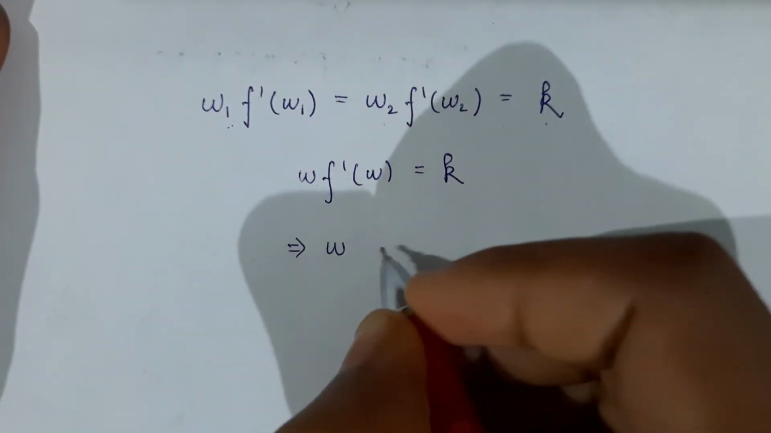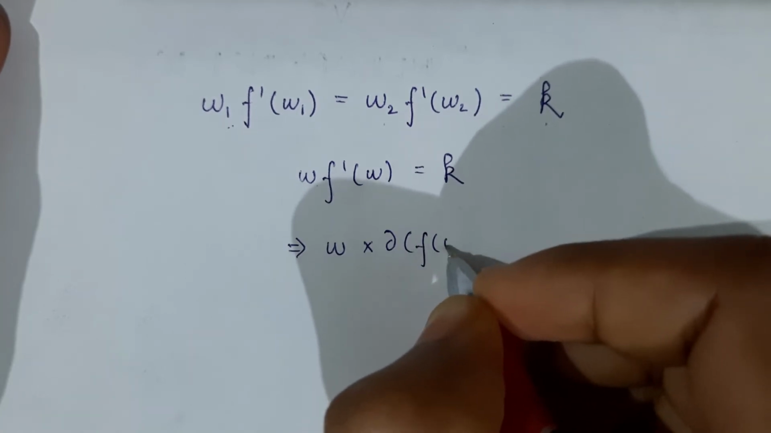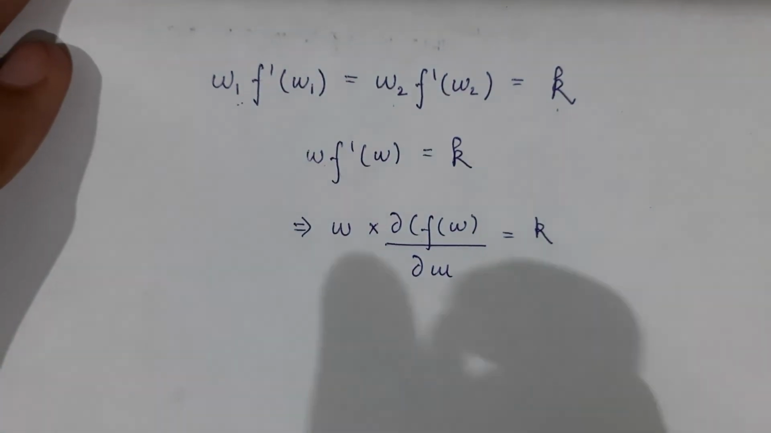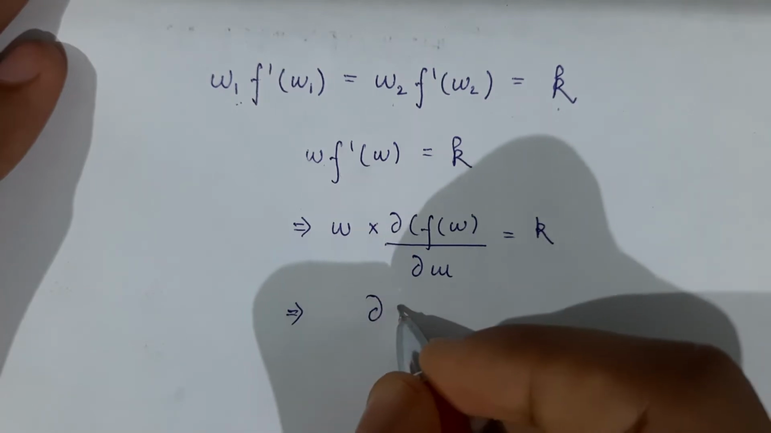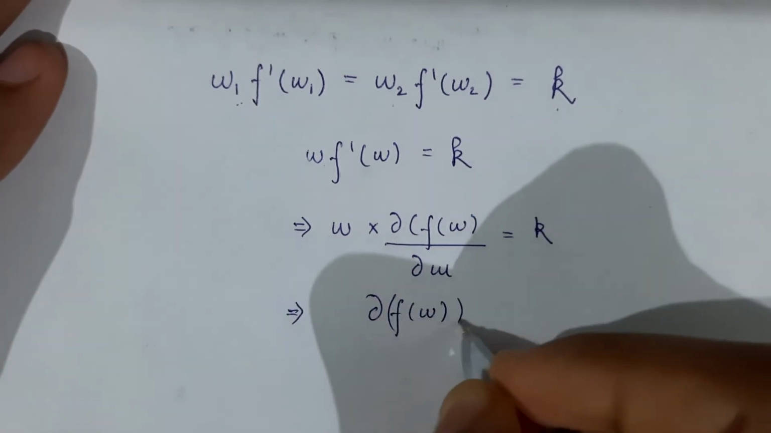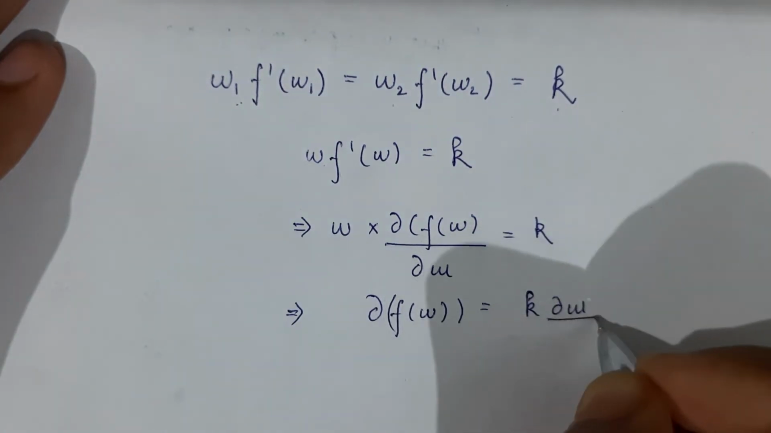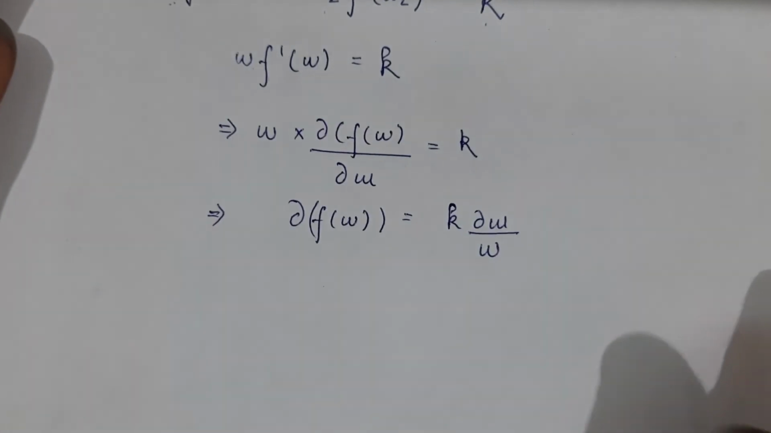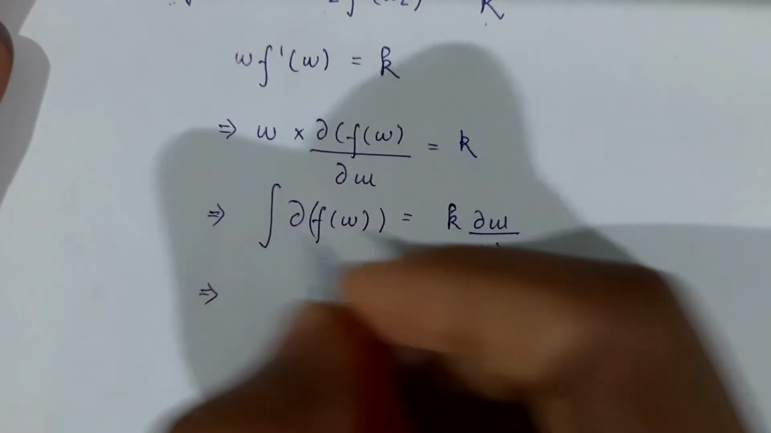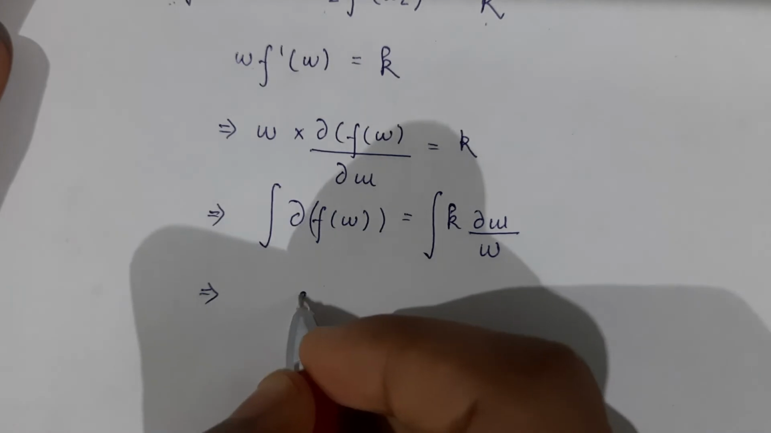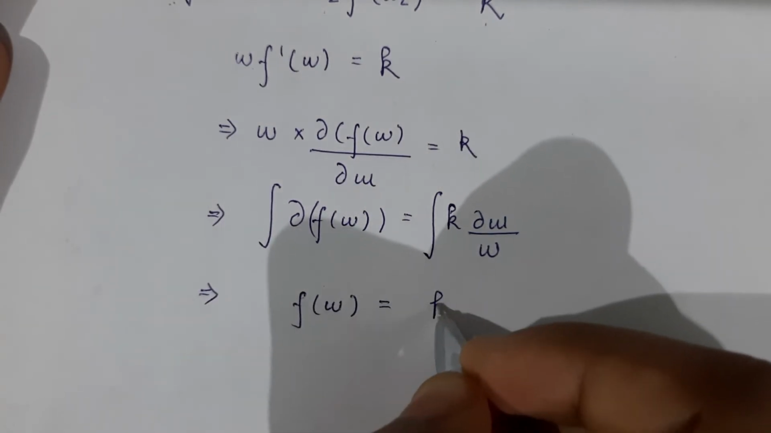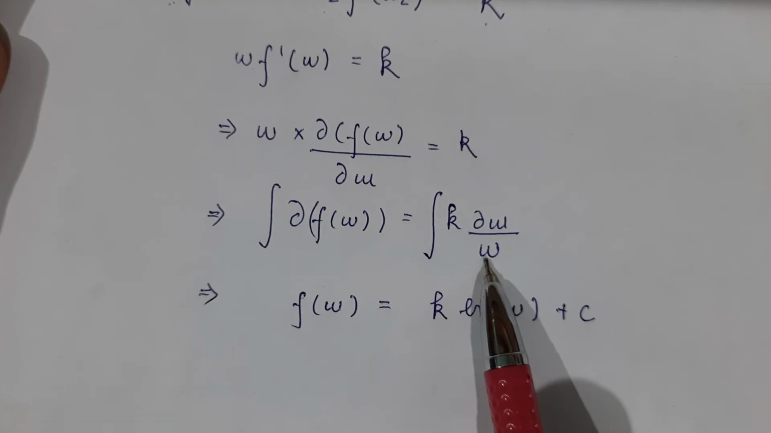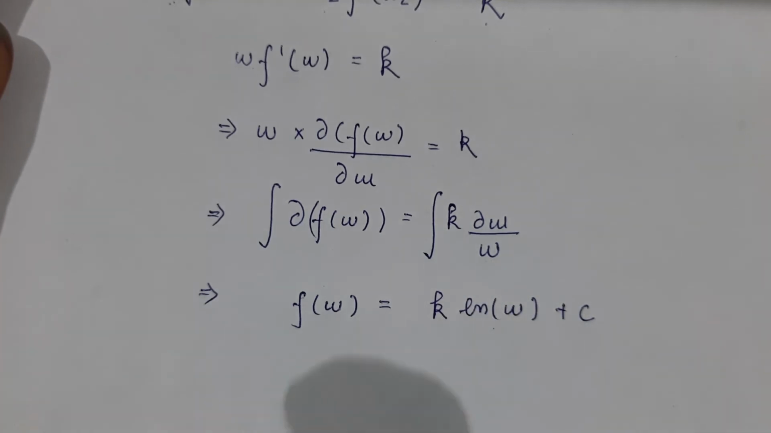So from this we can write omega times d of f of omega by d omega is a constant, k. Taking it further, d of f of omega equals k times d omega by omega. Now we integrate both sides, and f of omega equals k times ln of omega plus c. We know that the integral of 1 by omega is ln omega, and I have written it directly.